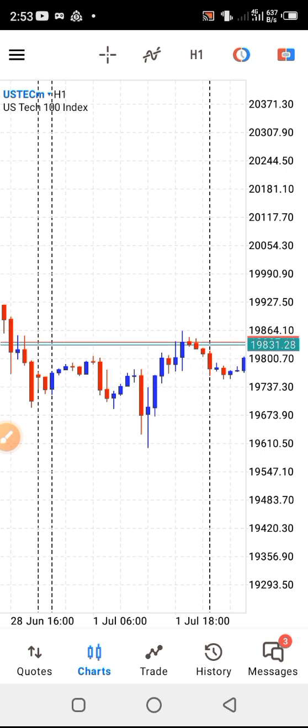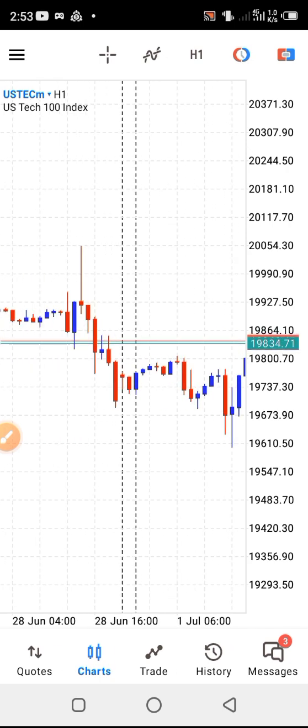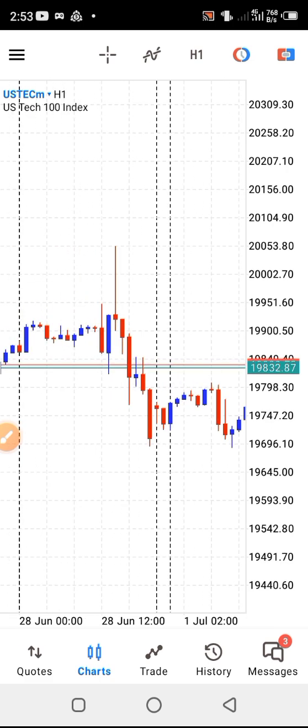The very first thing you need is a pair that moves in a very violent manner. US Tech is one of such pair. US 30 is also one of such pair. But right now I'm on US Tech charts. You can see US Tech up there. This is the US Tech chart, and I'm using the 1 hour time frame. It works on any time frame. Any time frame is good.